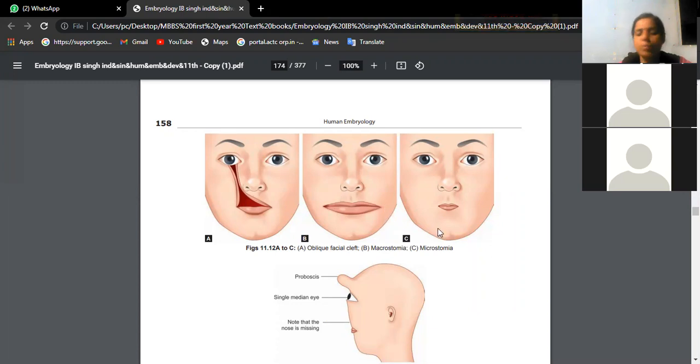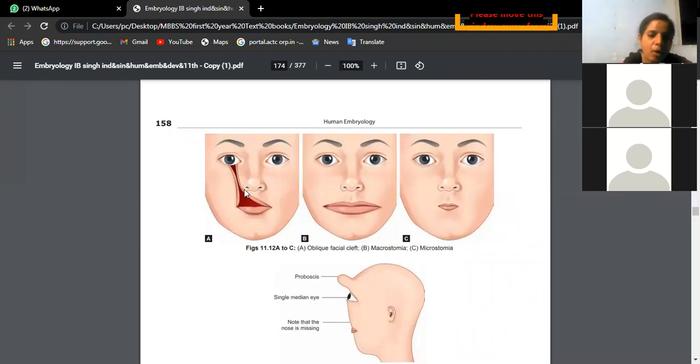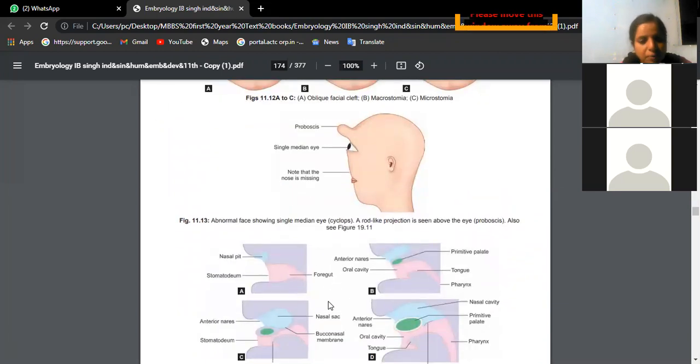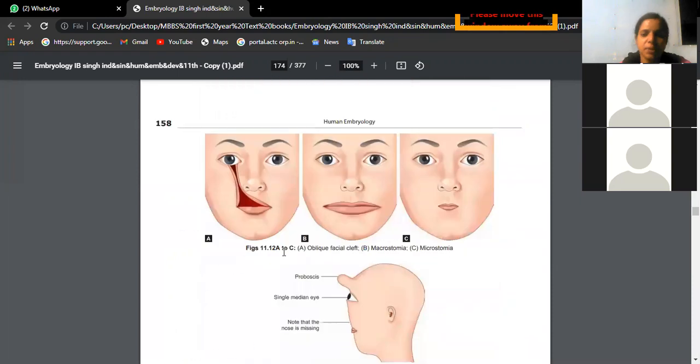Macrostomia and microstomia have never been asked. If the size of the mouth is too big, you call it macrostomia. If the size of the mouth is too small, you call it microstomia. Proboscis and all are not required. Only oblique facial cleft you read. Four or five lines will be written and you draw this picture.